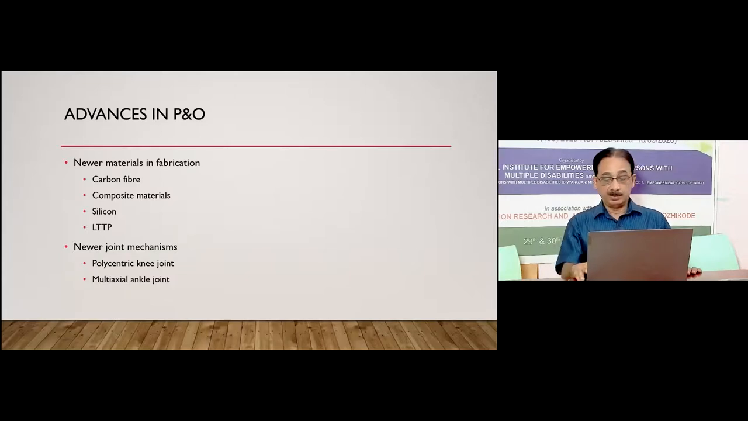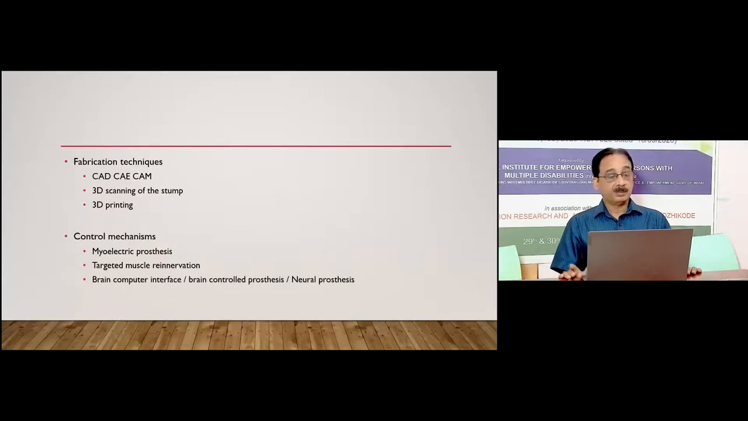Earlier we used to take tape measurements, or we used to take the negative mold of the stump and then positive mold and then fabricate. Now it has changed to 3D scanning of the stump without any tape measurement or any plaster of Paris mold or anything like that. 3D scanning of the stump and 3D printing by fused deposition method or some other method.